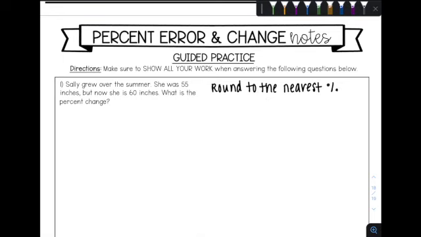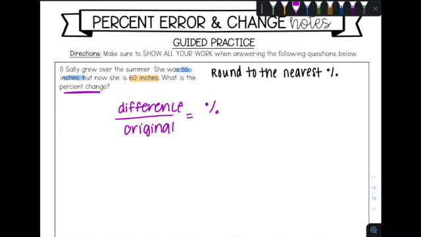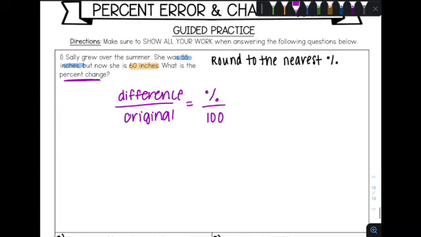For number 1, Sally grew over the summer. She was 55 inches, but now she is 60 inches. You want to find the percent change. So we have the difference between the two over the original amount, or the original value, equals percent over 100. Let's do 60 minus 55 over the original, which is 55.